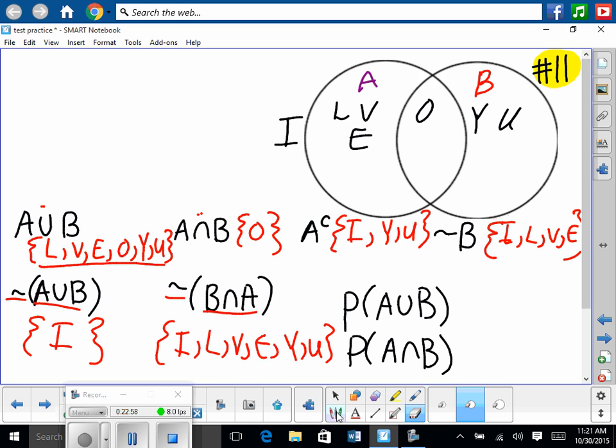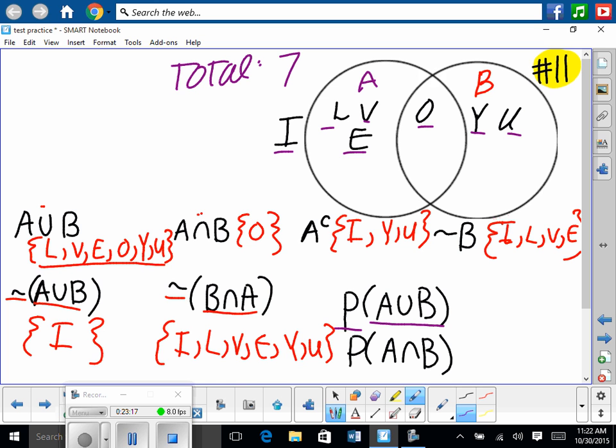All right. Now let's find the probabilities. So this time it's asking us to find, and this is important, the probability of A united with B. To find the probability, we need the total. How many total letters do we have in our sample space? 1, 2, 3, 4, 5, 6, and 7. There's 7 in our sample space.